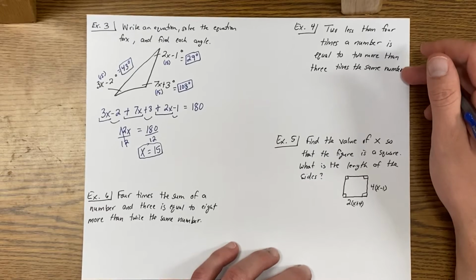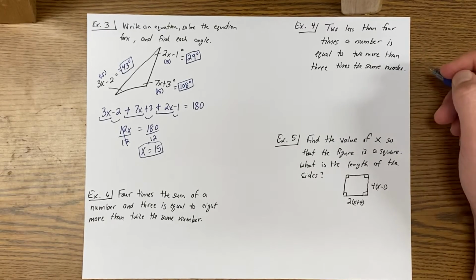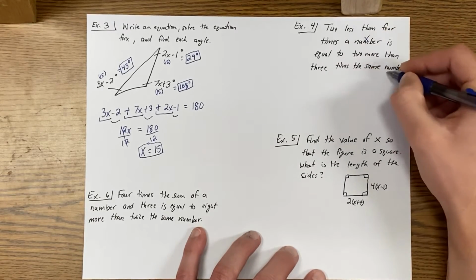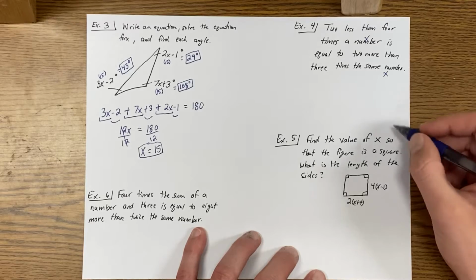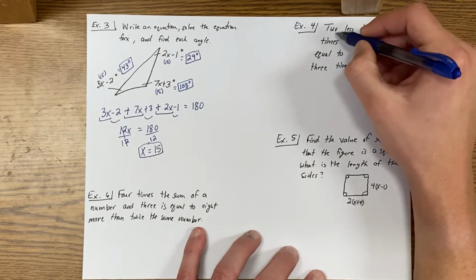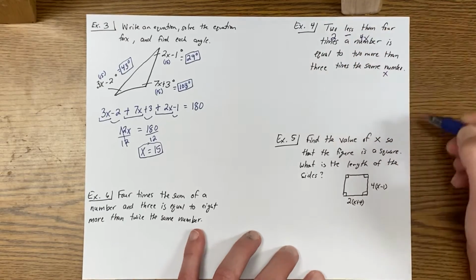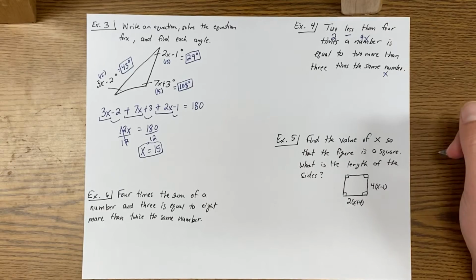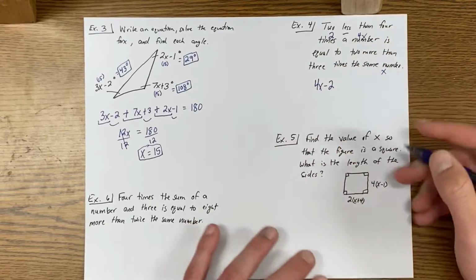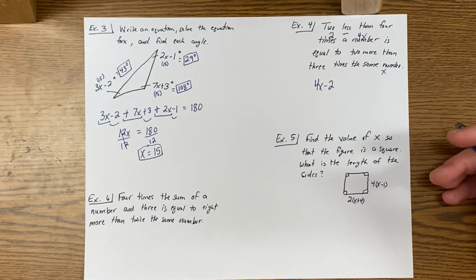Example number 4 says 2 less than 4 times a number is equal to 2 more than 3 times the same number. So anytime they say number here, that's going to be our variable, right? That's x. We look here, 2 less than 4 times a number, okay? When we write numbers for this, that makes it look like 2 minus 4x, but really, we should write that as 4x minus 2, right? The order in subtraction matters. Addition, it doesn't matter, but subtraction, it does.